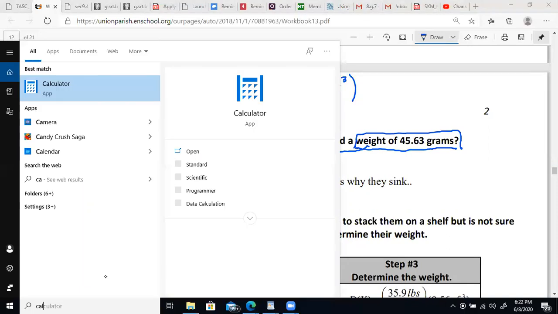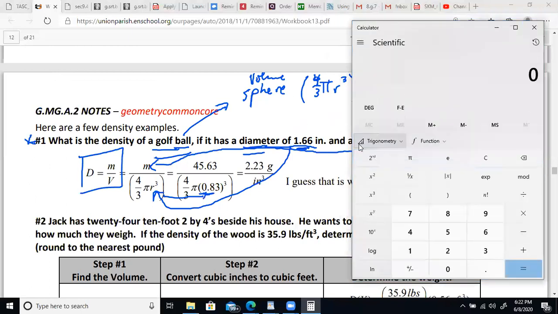Let me get a calculator up here. Your calculator is going to have a lot more options than what I have here. But let me see what I'm able to do. 45.63, then you can hit the divided by button. Then we'll do 4/3. What I would probably do is group that all together so it divides by that whole thing. You can hit the parentheses button, and then we could do a 4/3.